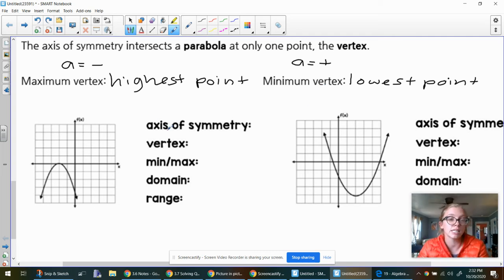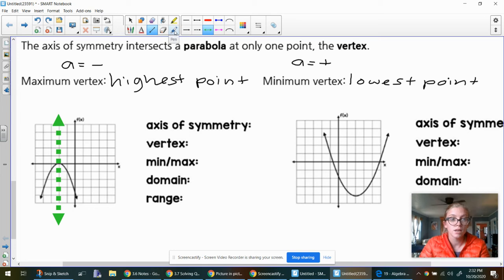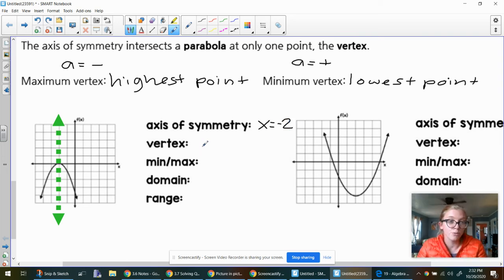So let's look at these graphs and we're going to come up with the answers to these pieces. So the first thing we need to know is the axis of symmetry. So we can draw a straight line up and down through our graph. And that axis of symmetry is x equals -2. My vertex is going to be where the axis of symmetry crosses the parabola, which in this case is at -2, 0. Also, because my graph opens downward, that vertex is the highest point, so we know it's a maximum.